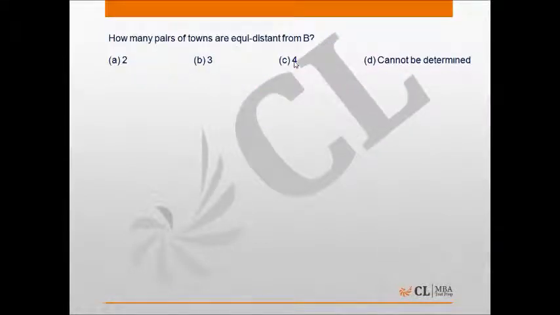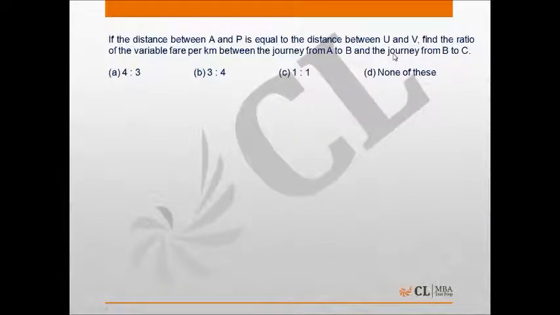Now come to the next question. How many pairs of towns are equidistant from B? As we do not know the relation between x and y, it is not possible for us to find the pairs of cities that are equidistant from B. Hence, the answer to this question is cannot be determined. Move to the next question.